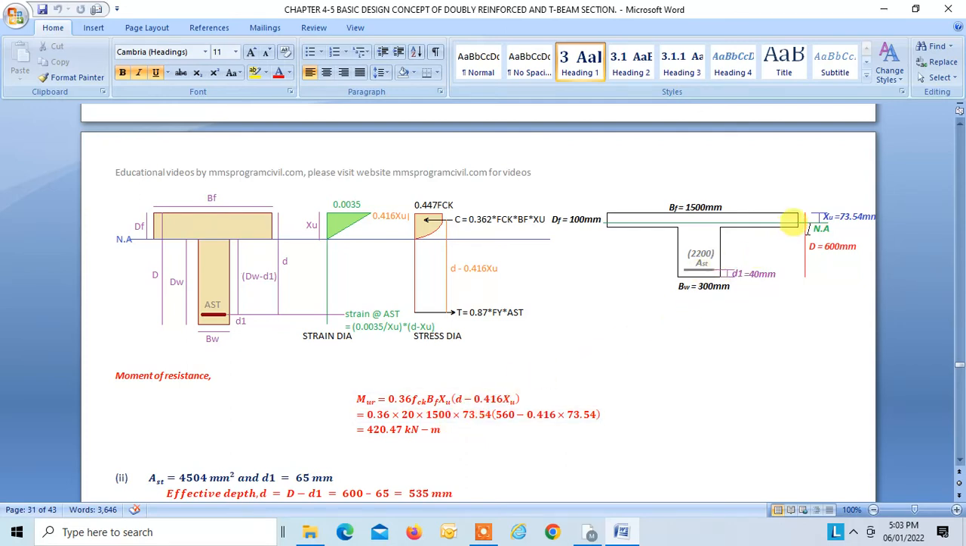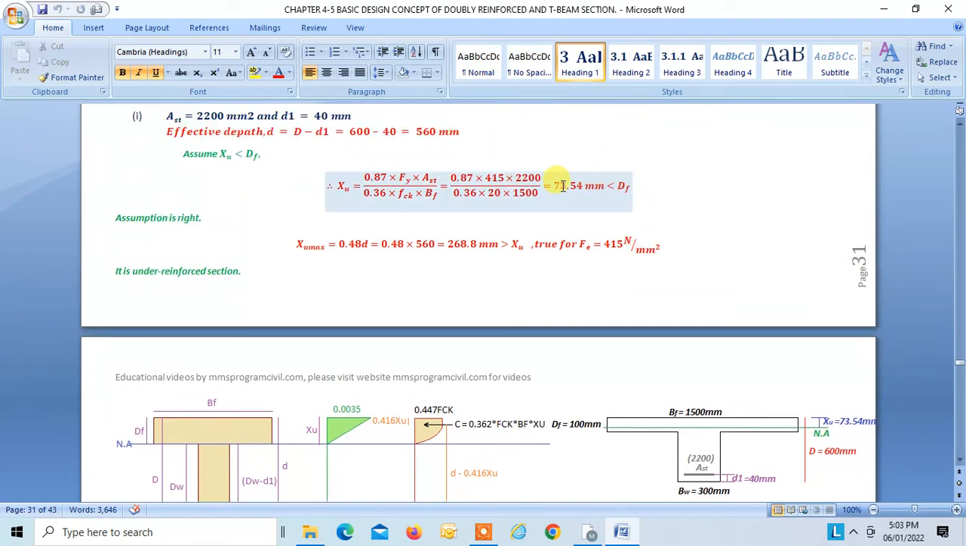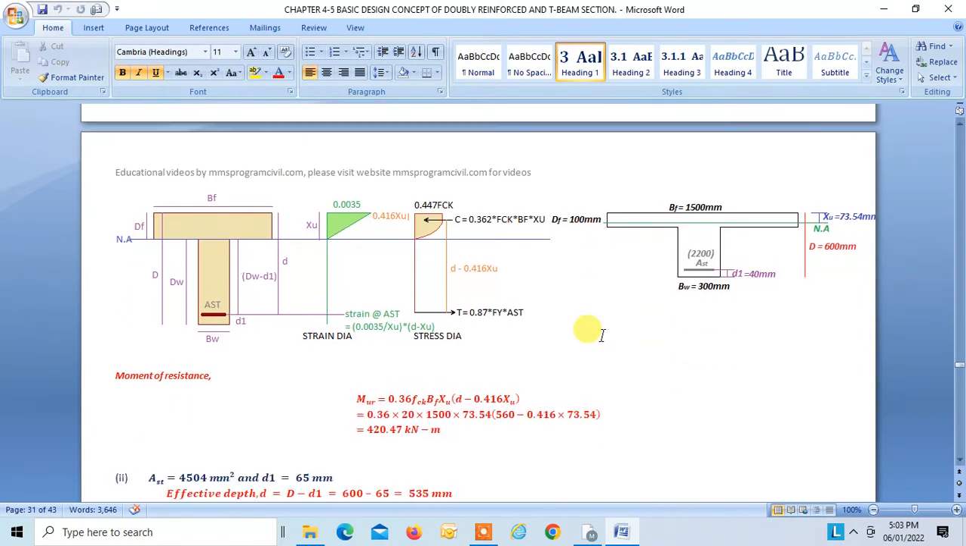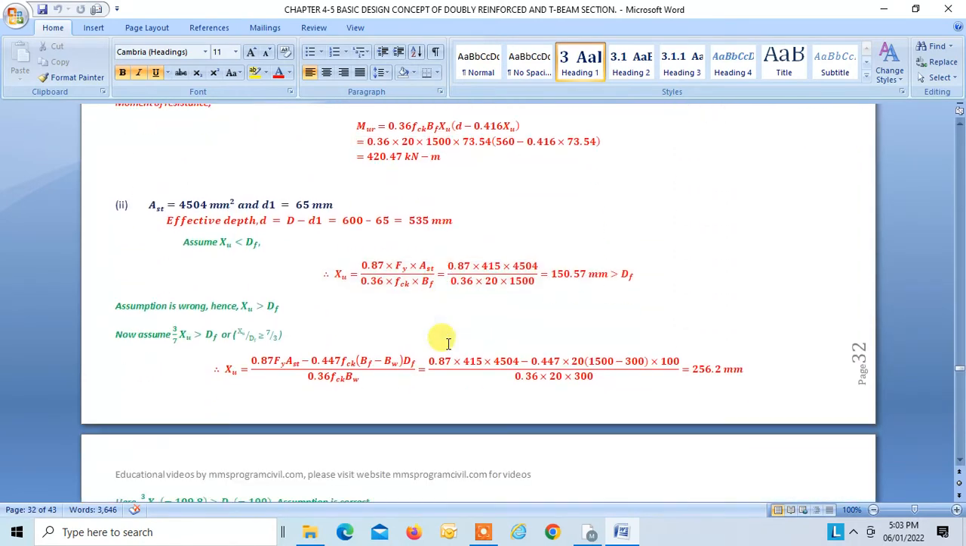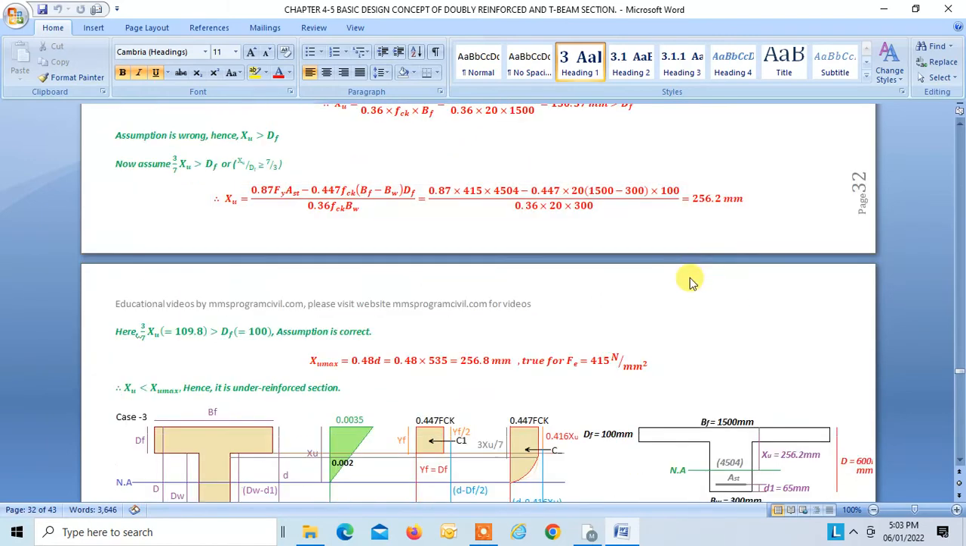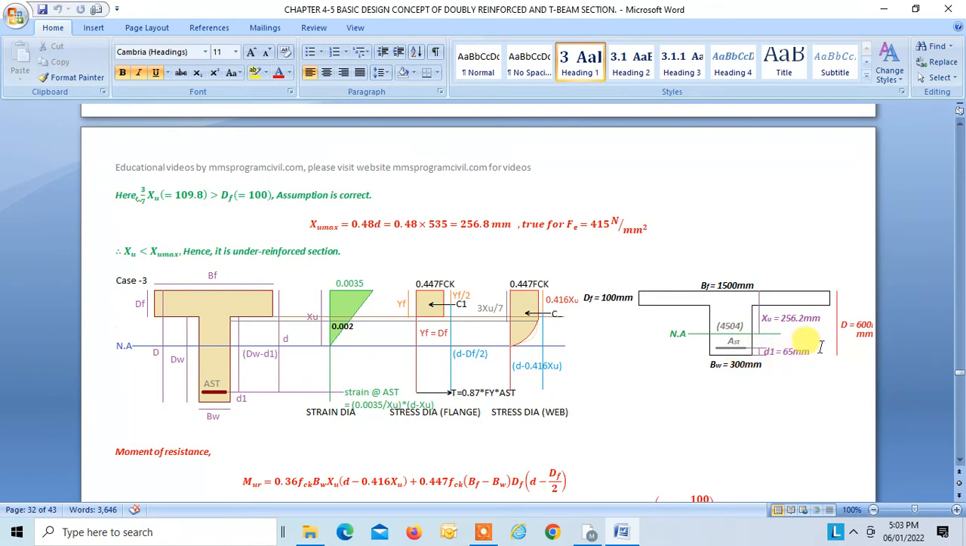Fine. So XU, which we found is 73.54. This is our XU, so our neutral axis falls within the flange. Okay, fine. So next, take AST as 4504 and your D1 is 65, right? So D1 is 65 and AST is 4504.